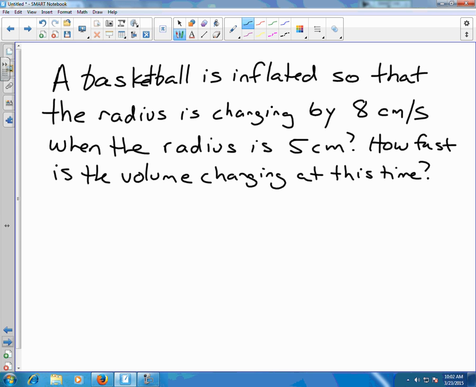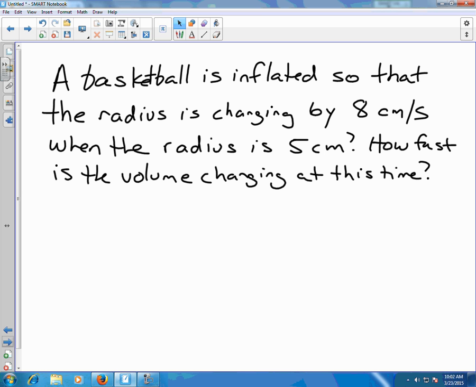So now we're going to go back to essentially the formula we were talking about at the very beginning. We've got a basketball that's being inflated so that the radius changes by 8 centimeters per second whenever the radius is 5 centimeters. So it's inflating really, really quickly, and we want to know how fast the volume is changing at this time.